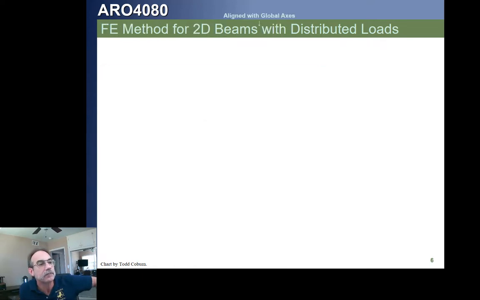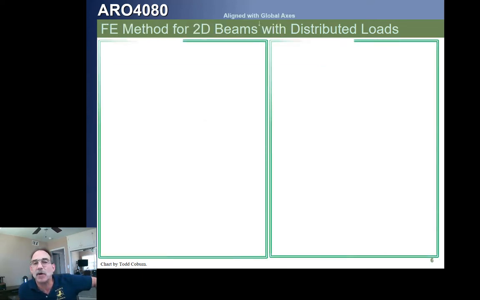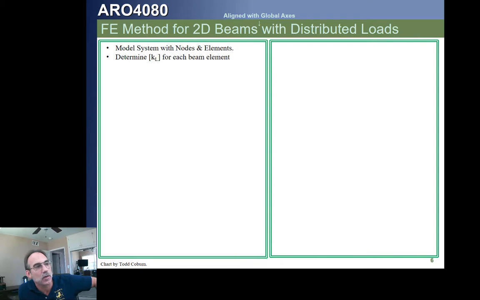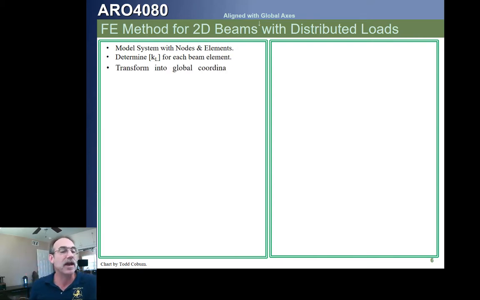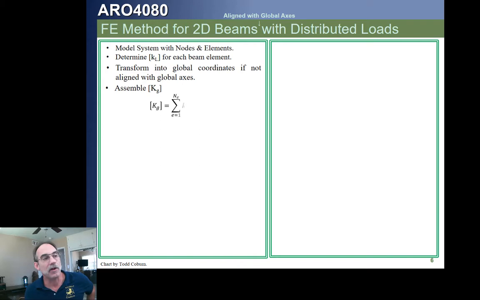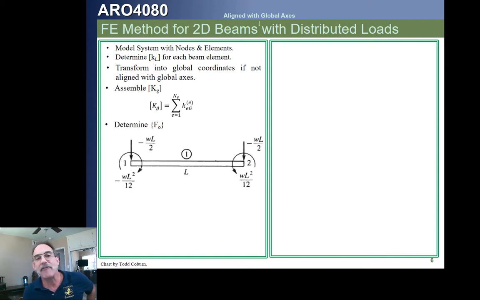All right. With that said, we can summarize our method for distributed loads as follows. We're going to model our system. As always, we're going to develop the local stiffness matrix of each element. As always, we're going to transform those local stiffness matrices into global stiffness matrices. Then we're going to assemble our global stiffness matrix. As always, we're going to determine FO, which just is the simulated parts of loading.